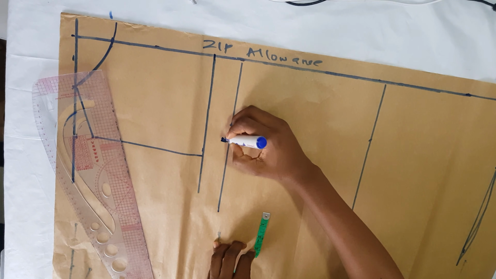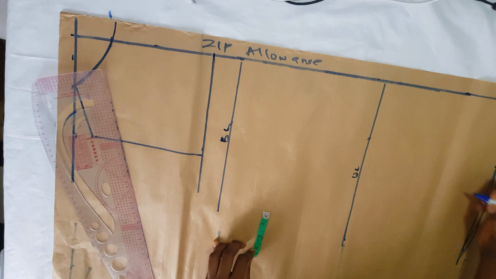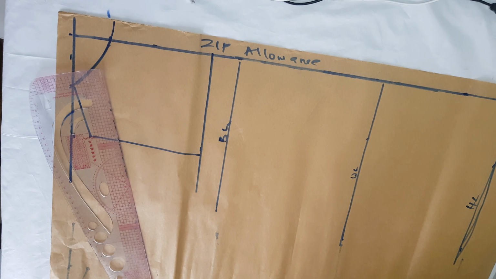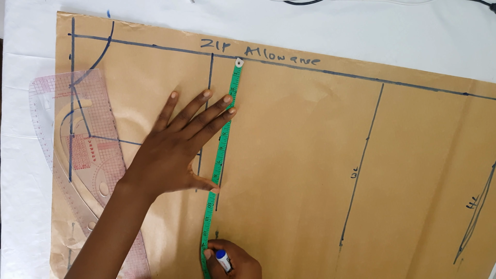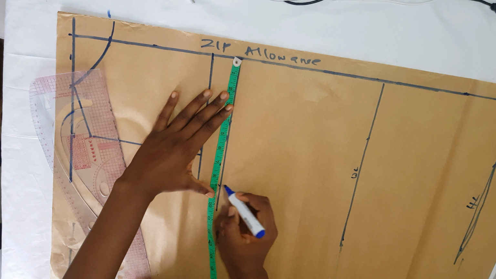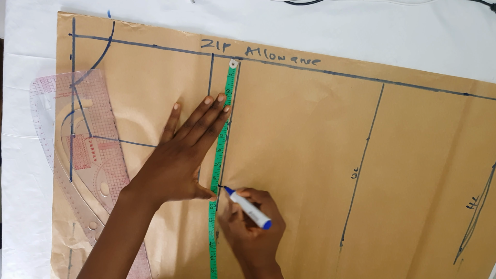So right now I'm going to indicate what the lines are for so that you won't get confused. All right, so right now I'm going to input my bust measurement, which is 34 divided by 4. That will give me 8.5. So I'm going to mark 8.5 on my bust line.